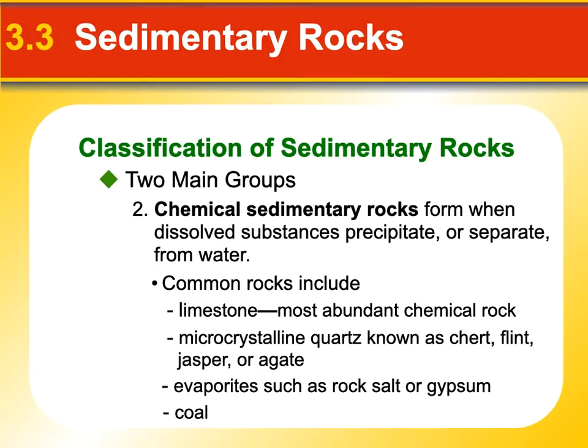The other group of sedimentary rocks that you're going to write down to finish answering question number 1 is chemical sed rocks. So jot down chemical sedimentary rocks, and these things form from the dissolved substances precipitating or separating from water. Okay. So the easiest way to think about these chemical sedimentary rocks is that if clastic rocks are broken up bits of stuff that's been cemented together, this is just the cement. Okay? This is just the cement.